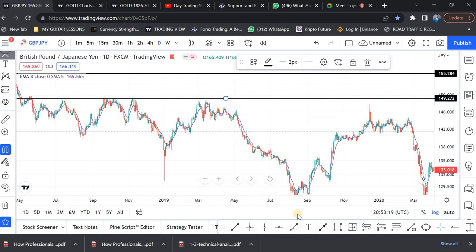Okay, so as price comes down and gets close to the resistance, you will definitely know that the price will react. So you can sell.